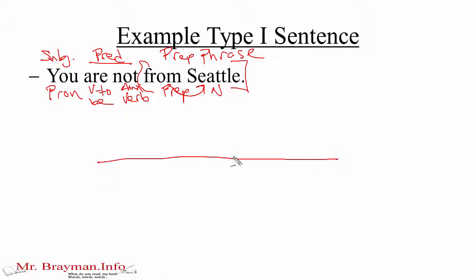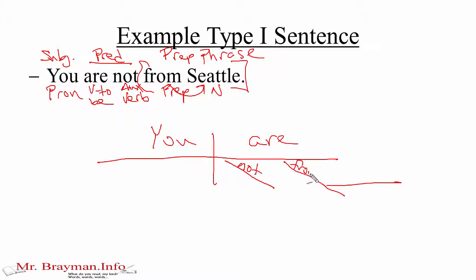So draw my long line, draw my subject predicate line. You are subject and predicate. Not modifies are, so it goes underneath of it, just like the prepositional phrase does. From Seattle. So that's how we diagram that one.